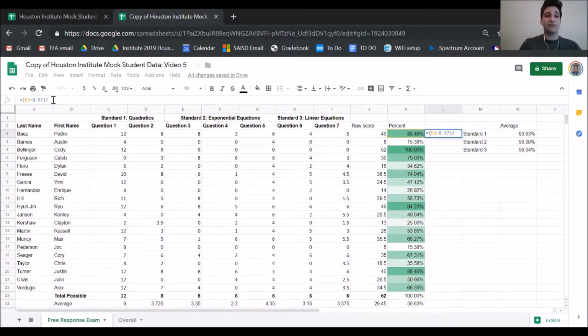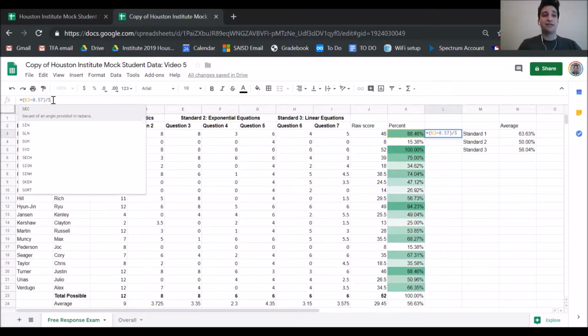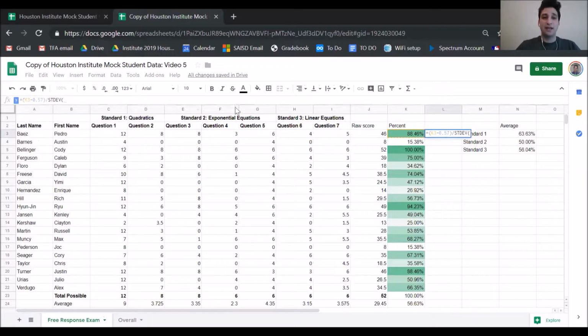So I'm going to type in after that division sign, STDEV, which is standard deviation, open parentheses, and then I'll highlight all of our scores here and close parentheses. Now, one important thing, make sure to put money signs, I know it's kind of funny, money signs next to each part of K3 through K22.